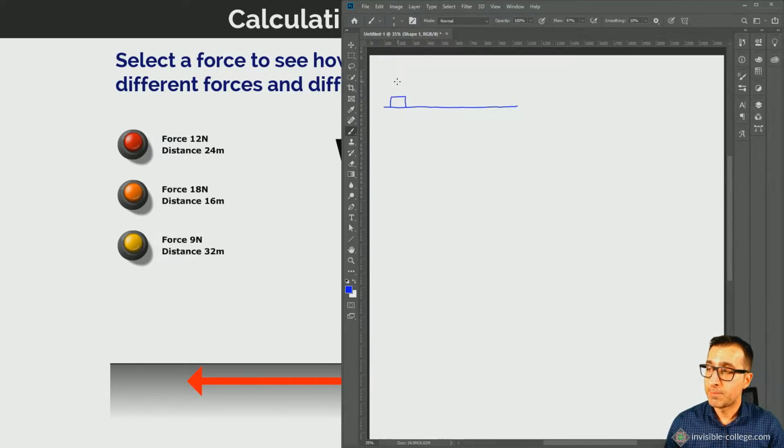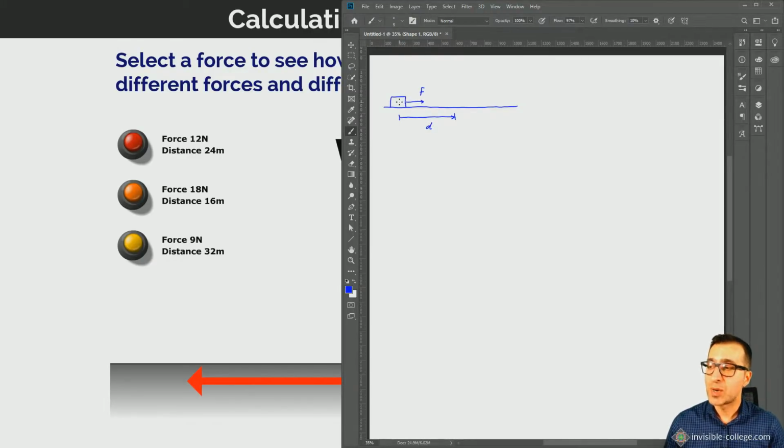We have a block, and let's say this block is moved parallel to the table surface by a small force. Let's call this force lowercase f. Now again, the force is a vector. We're going to be exploring that in a bit more depth a little bit later on. Now let's say that this force, little f, moves this block a relatively short distance here. Let's call this displacement lowercase d.